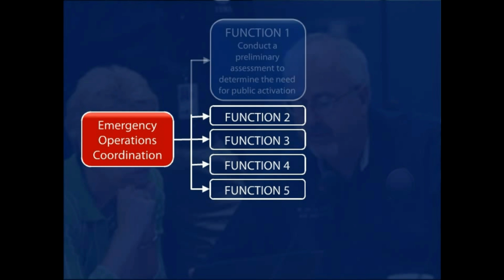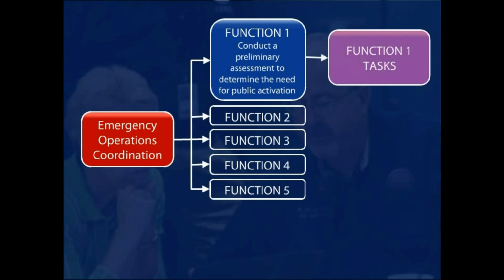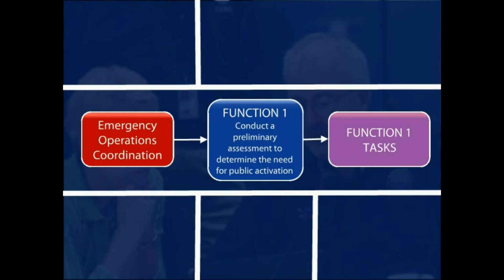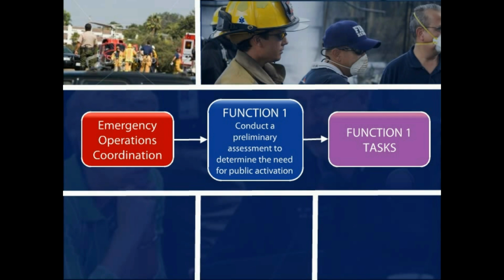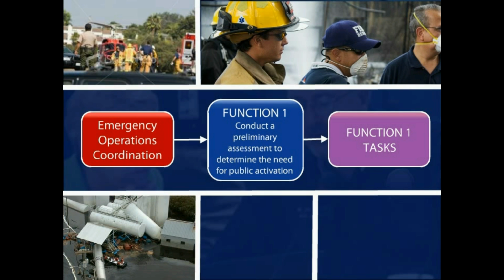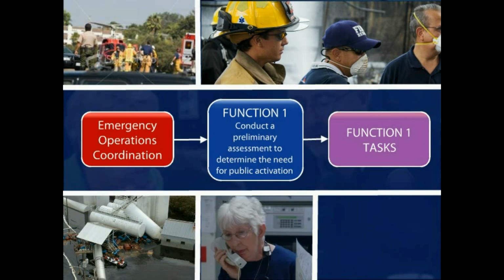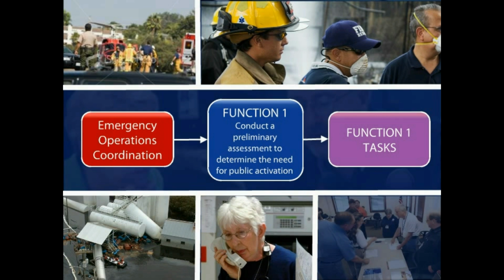Function 1 is conduct a preliminary assessment to determine the need for public activation, which involves 3 tasks. For whatever emergency that arises, a multi-car crash on the interstate, a chlorine leak at Metro Chemical, we'll need to determine the public health impact of the event that's unfolding. We'll work with local public safety and other local response partners to decide our role in the response. Are we going to be a lead or supporting organization?